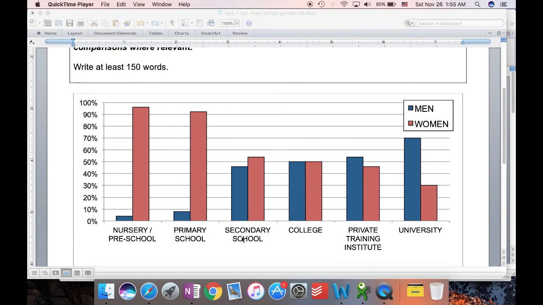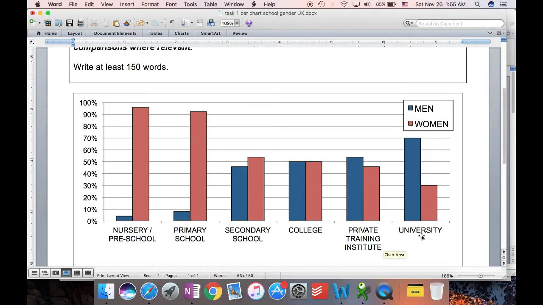Okay, so let's have a look at the axes. Along the horizontal axis, the x-axis, you've got nursery, preschool, primary school, secondary school, college, private training institutes, don't really know what this is, to be honest, and university. In the United Kingdom, primary school is 5 to 11-year-olds, kind of roughly equivalent to elementary school. Secondary school is kind of 11 to 16. College is usually 16 to 18, but you don't actually need to know that for this particular essay.